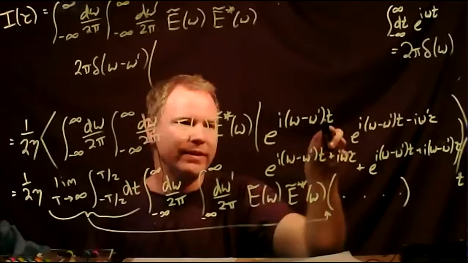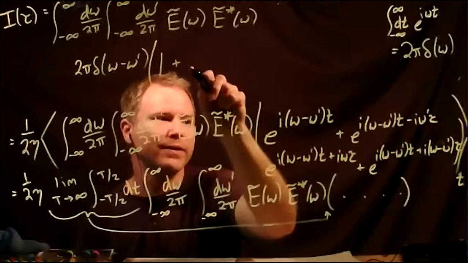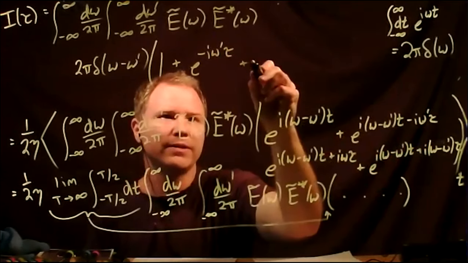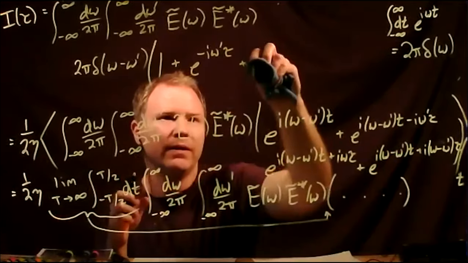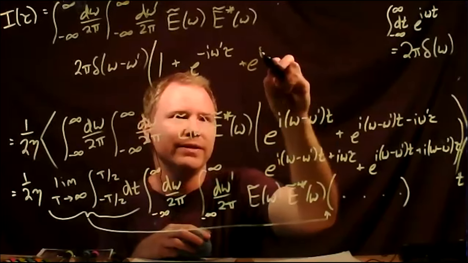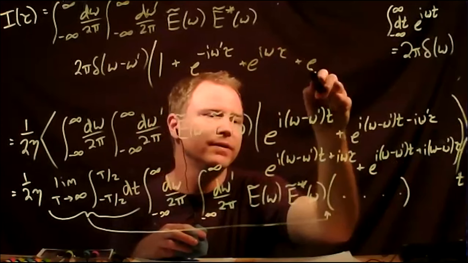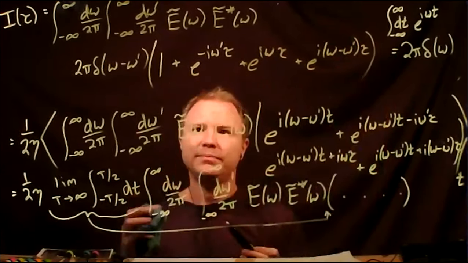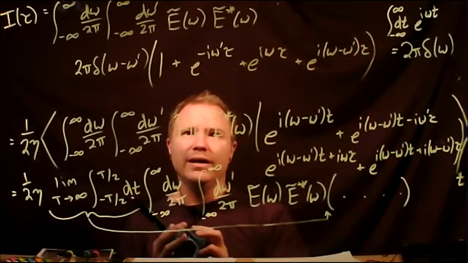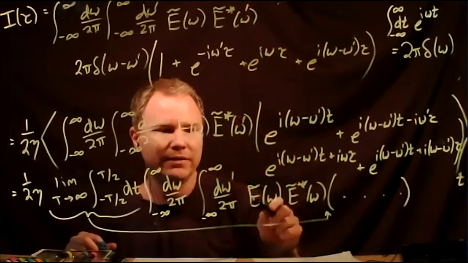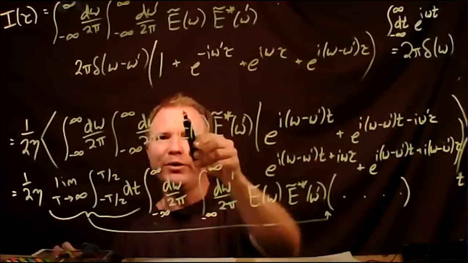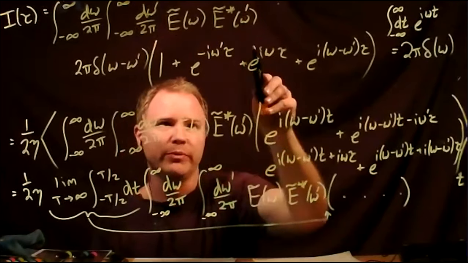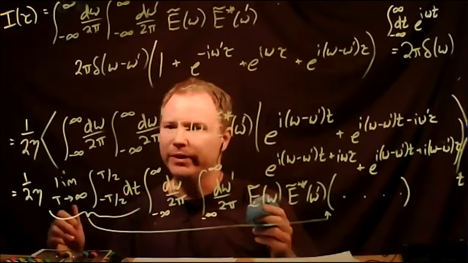And let me write what remains: this is going to be one for this one, plus e to the minus i omega prime tau for this one, plus e to the i omega tau for this one, and plus e to the i omega minus omega prime tau for that last one. These should be omega primes. No one caught that. But fortunately, that doesn't matter because now we're going to use this delta function to do this d omega prime integral. And once I do that, every time I see omega prime, I can just replace it with omega. So that makes my life pretty easy.